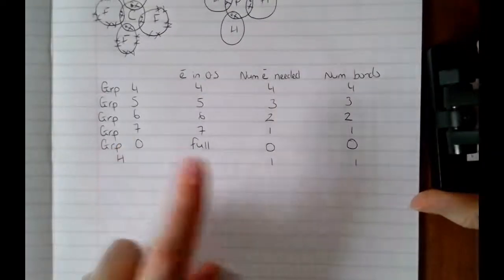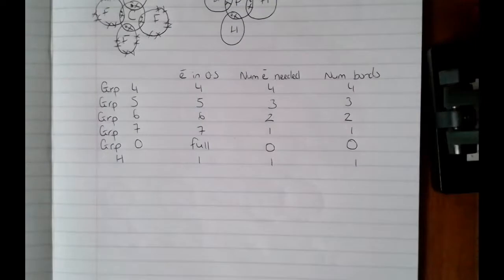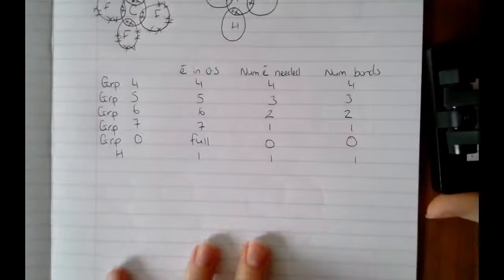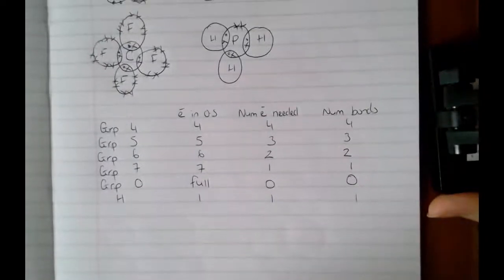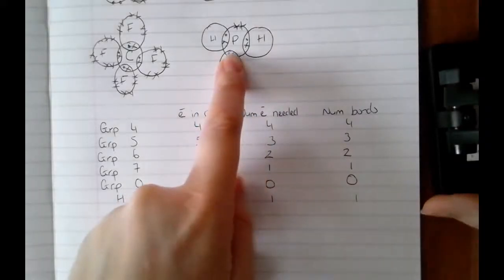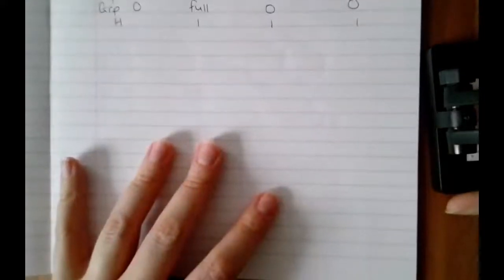And you've got hydrogen with 1 electron in its outer shell, needing another electron, so only forming 1 bond. Again, hydrogen's only got 1 electron, so can only form 1 bond. In all of the covalent bonds that we've seen so far, we've just had 1 pair of shared electrons, but you can have more than 1 pair of shared electrons. And I'm going to show you an example where that happens.